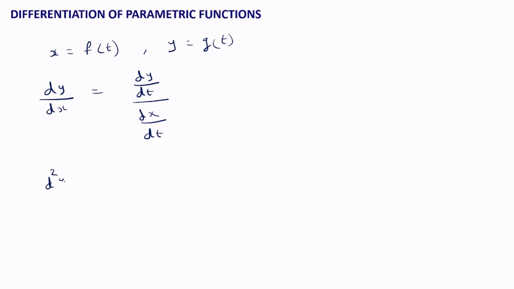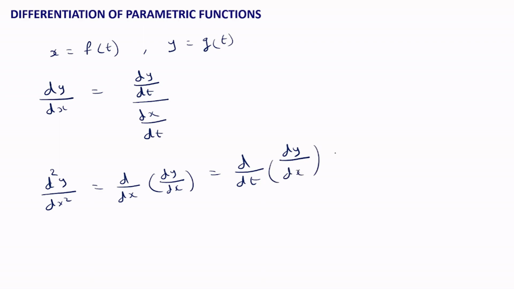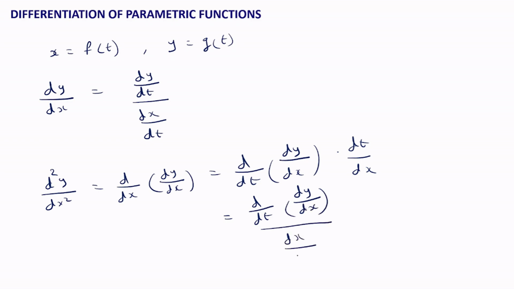Similarly, we can find d square y by dx square as d by dx of dy by dx, or it is d by dt of dy by dx into dt by dx. Now this is nothing but d by dt of dy by dx upon dx by dt. So this is how we can find higher order derivatives of parametric functions.